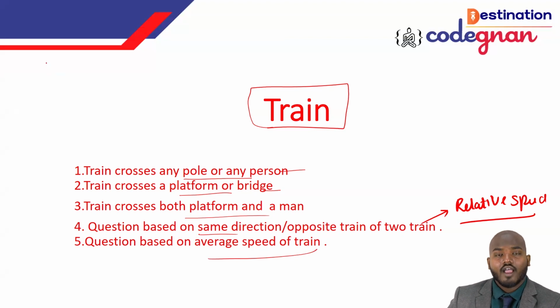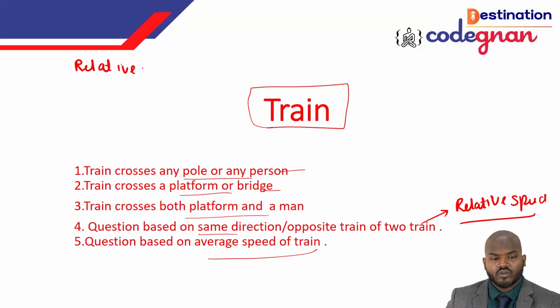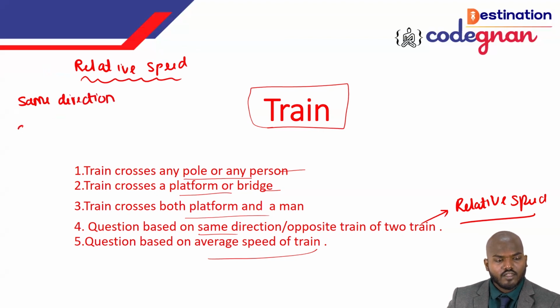First of all, I thought I had taught you relative speed very clearly in the previous class, but I'm making sure I make it clear again. No one will mention in the question that this is a relative speed or an effective speed. They will give you only two keywords: one is same direction, and the other is different direction.